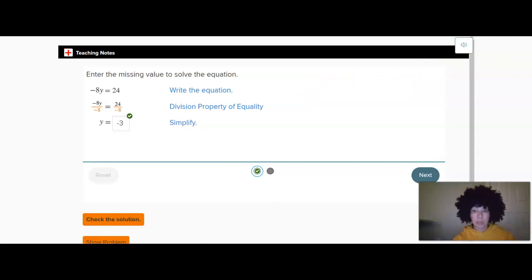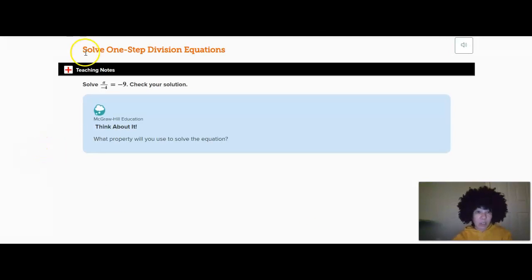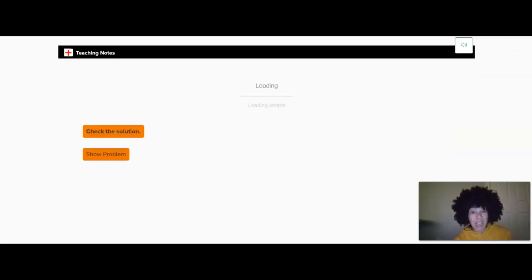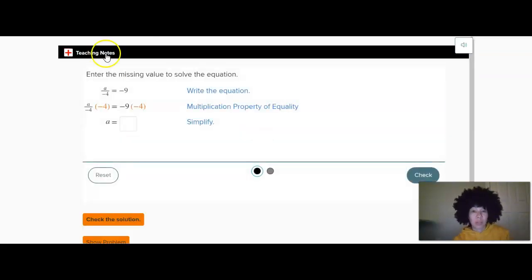Okay, another one-step equation uses the equations that we're dividing. So we have a variable divided by a number. So what property do you think we're going to use if our variable is being divided by a number? You guessed it, the multiplication property of equality.